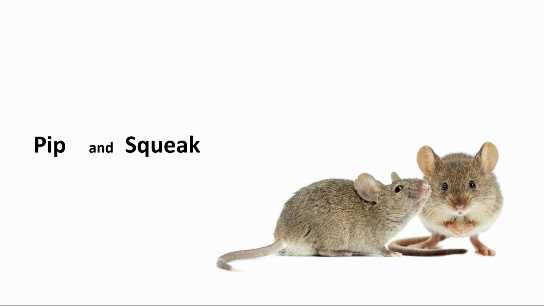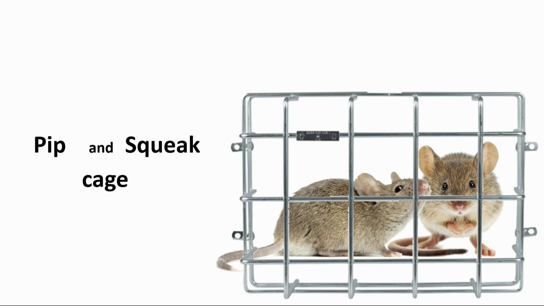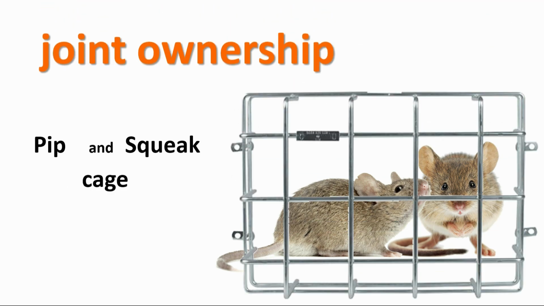Meet Pip and Squeak. They live in the same cage. Sorry, guys. Together, they jointly own this cage, so if we can identify both Pip and Squeak as the owners of the cage, we would say this is Pip and Squeak's cage.